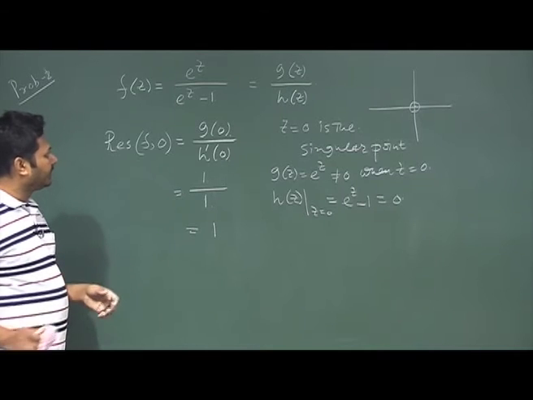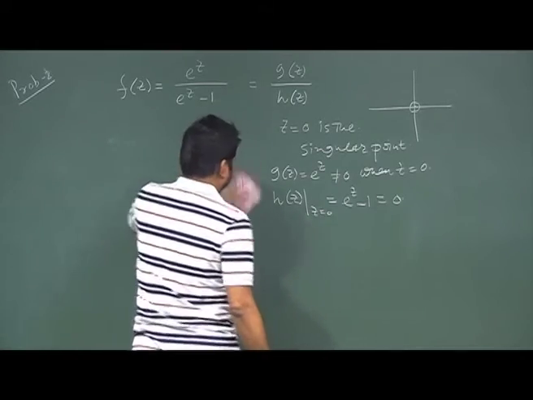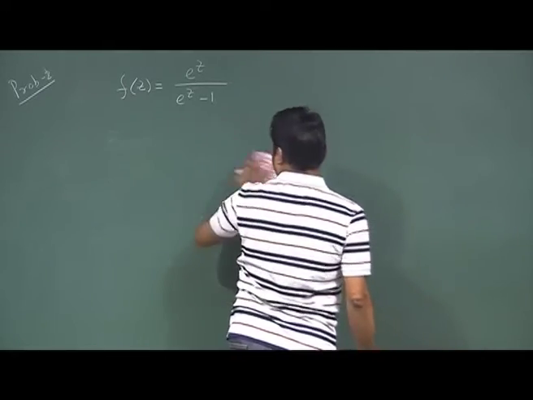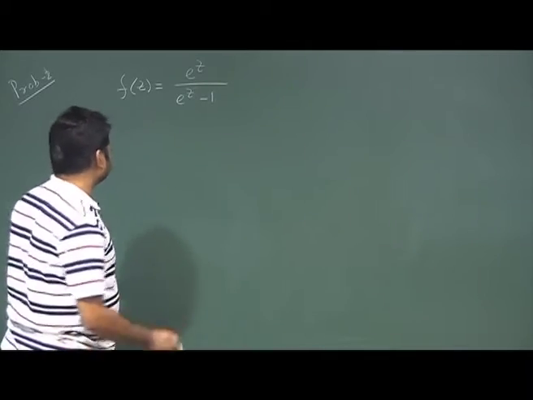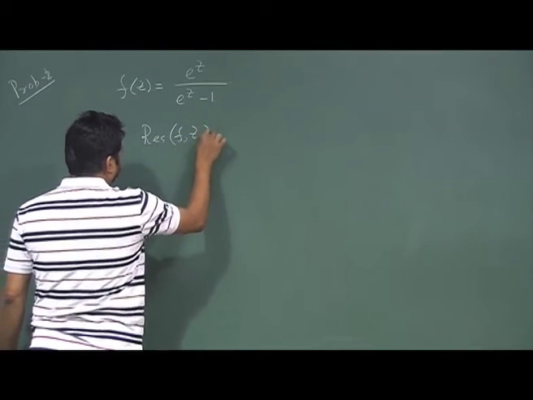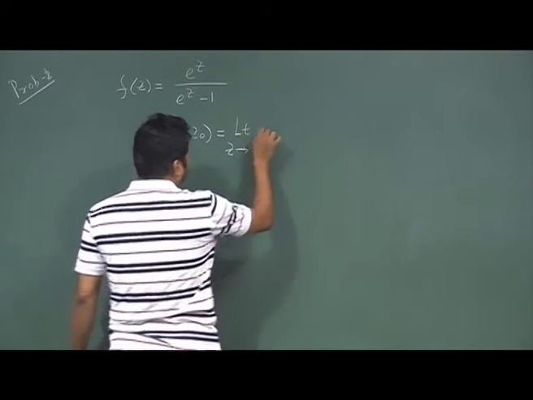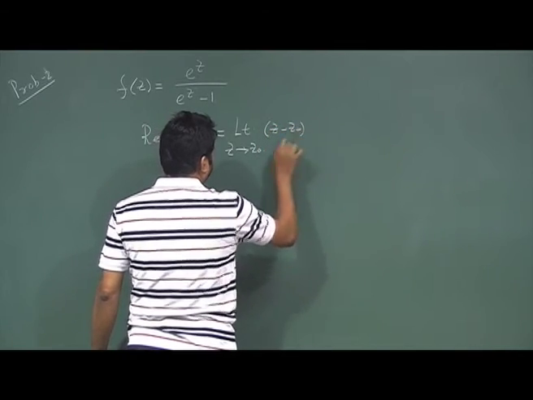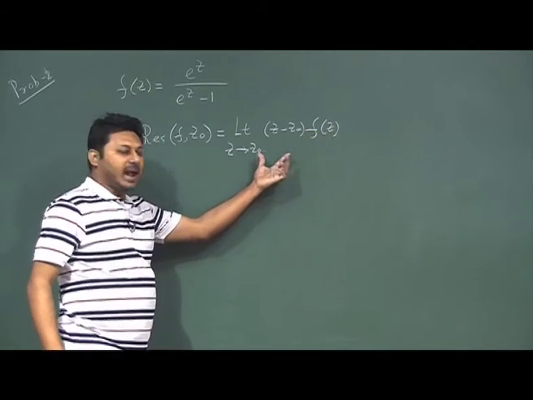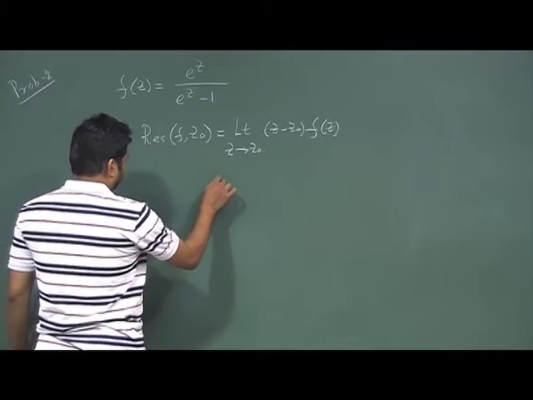Also, you can think of this problem in a different way, and let me just give you the essence of that. For example, the residue of a function at some z 0 point, I know, is represented by limit z tends to z 0 of z minus z 0 multiplied by the function f of z. This is our standard recipe. If I still apply this here, I still get some result. So let us find out.